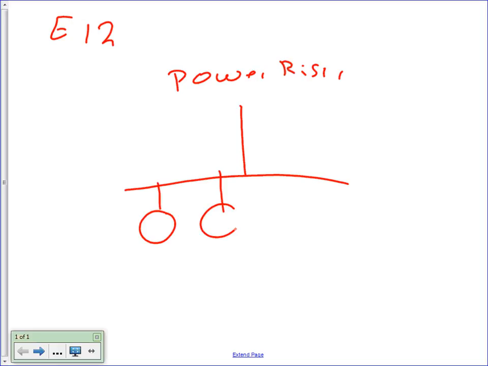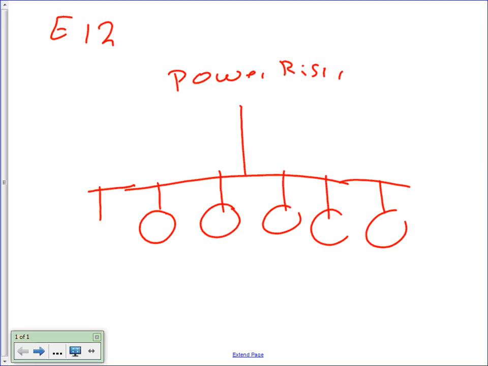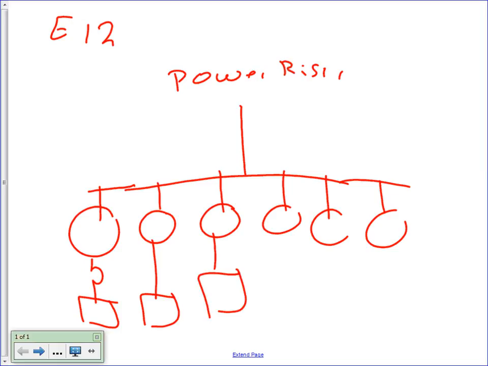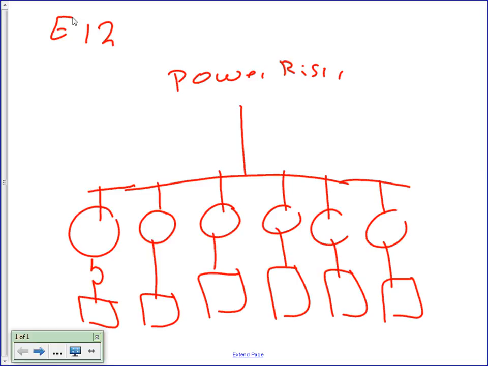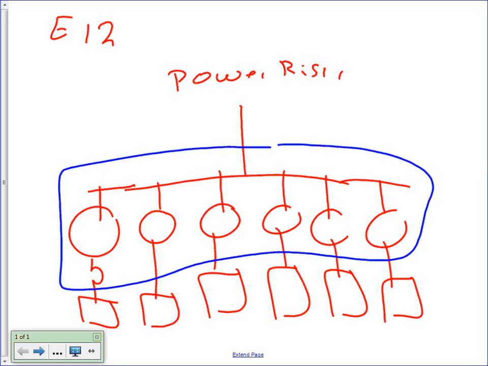Here's my meter. And 1, 2, 3, 4, 5. And we said they come in 6. And then you're going to put an overcurrent protection device, and you're going to put your devices here. That's your power riser. You're going to box them in, and you're going to name them.